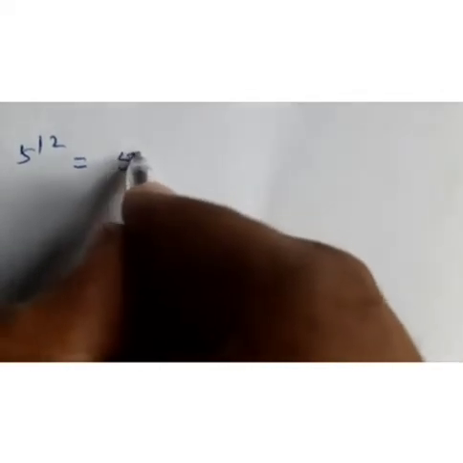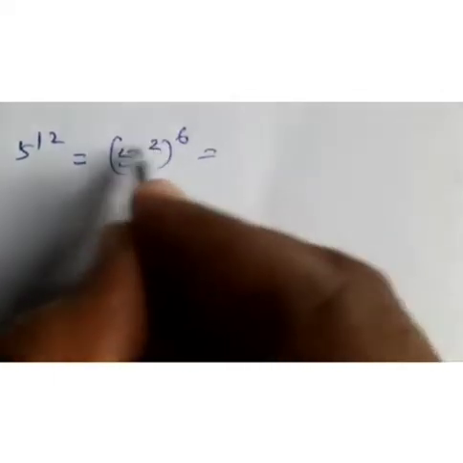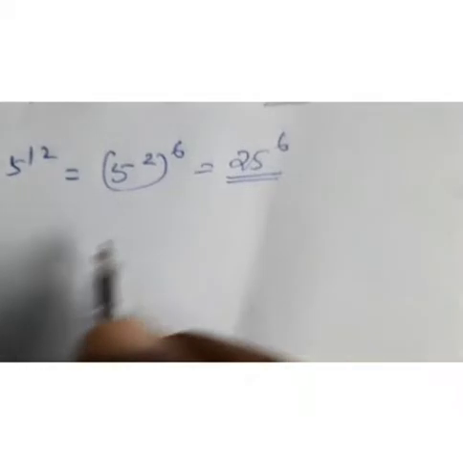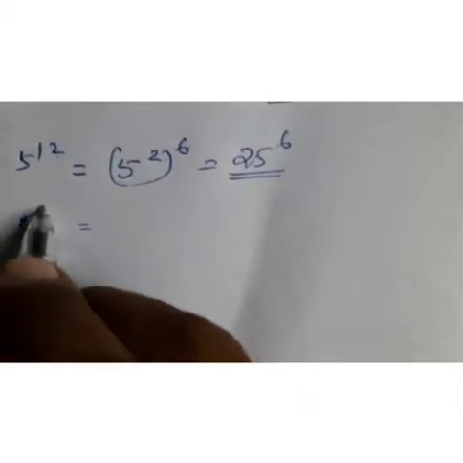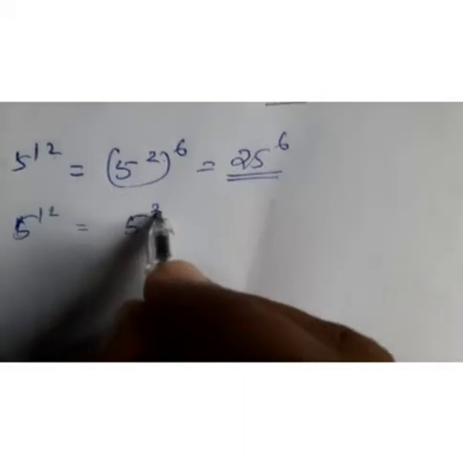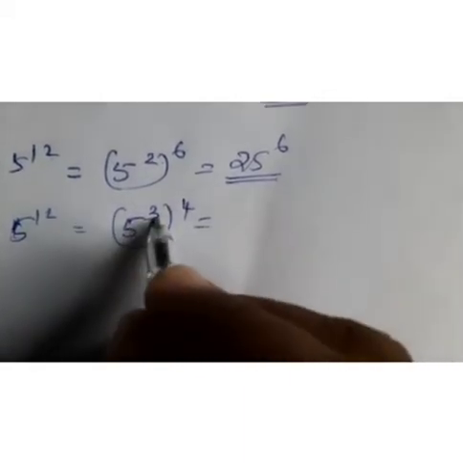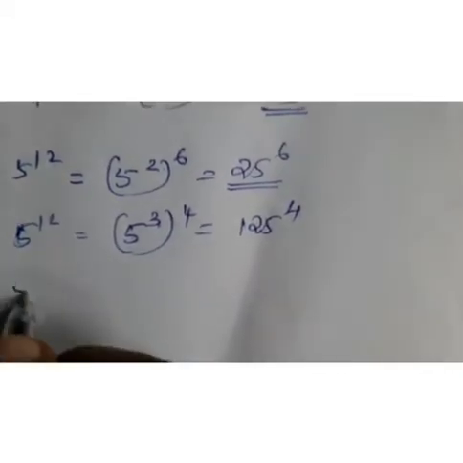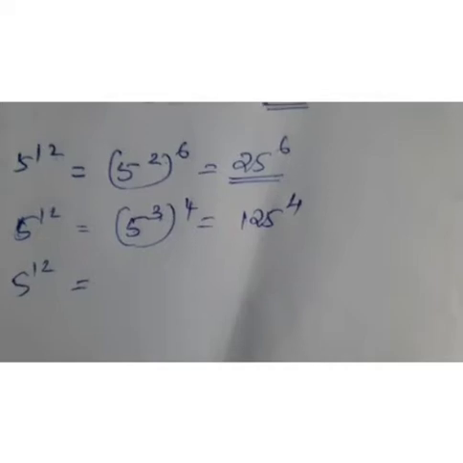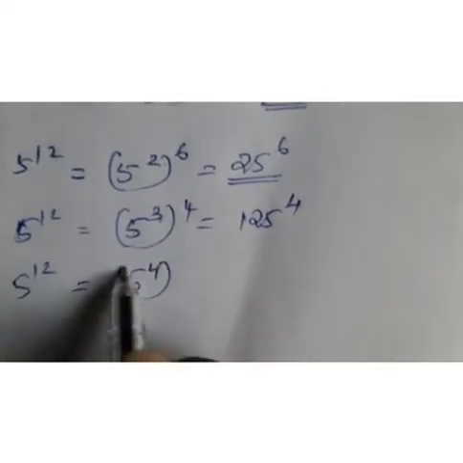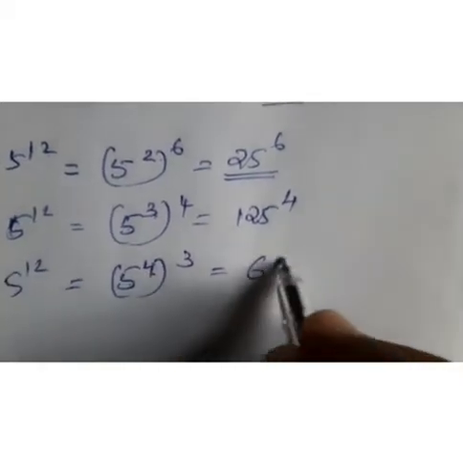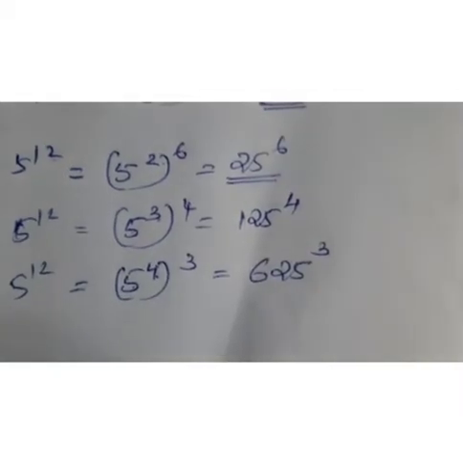5 raised to 12. We can write as 5 raised to 2 whole raised to 6. 6 into 2, 12. 5 square is 25. 5 raised to 6. Another one. 5 raised to 12 we can write as 5 raised to 3 raised to 4. 5 raised to 3 is 125. 125 raised to 4. Another one. 5 raised to 12 is equal to, in reverse, 5 raised to 4 whole raised to 3. 5 raised to 4 becomes 625. 625 whole raised to 3.